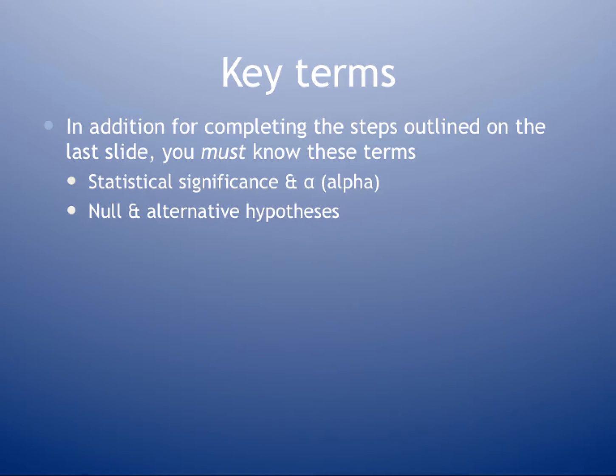I'm also wanting to give you these key terms because it might be easier to just have this list of things that you need to know. So you need to know and be able to describe what's going on with statistical significance and alpha, and that's what this little symbol means. That's alpha, and you need to be able to describe and understand the null and alternative hypotheses. Again, this is kind of separate from just knowing how to get a chi-square test done from start to finish.